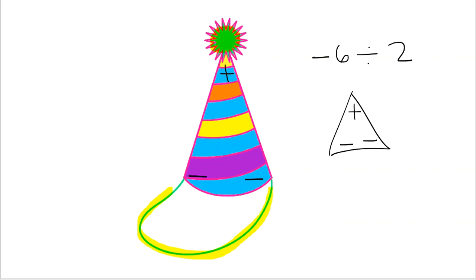So we would cover up the -6. The sign of that one's negative. We would also cover up the +2. And we can see that the sign that we have left is a negative. So a -6 divided by a +2 would be a -3.